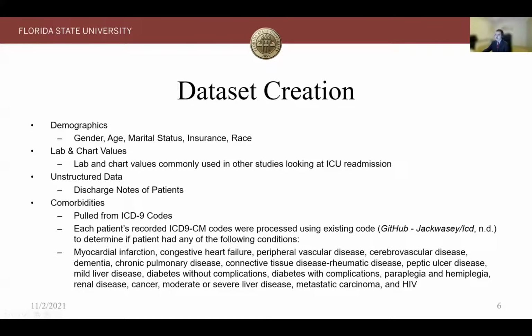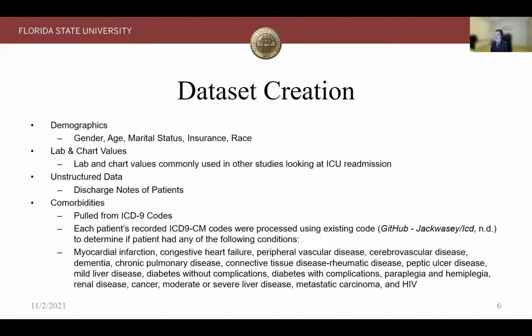Looking at the dataset creation, demographic data was included: gender, male or female, age, marital status, widowed, married, divorced, separated, or single, insurance, Medicare, Medicaid, and private, and race. Lab chart values were also used. The lab chart values we included were values which were commonly found in other studies looking at ICU readmission. Since the study did not include time series data, minimum, maximum, and average values for these lab charts were used during the course of an admission.